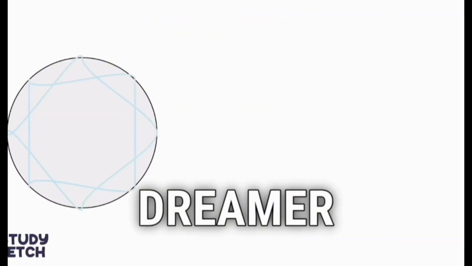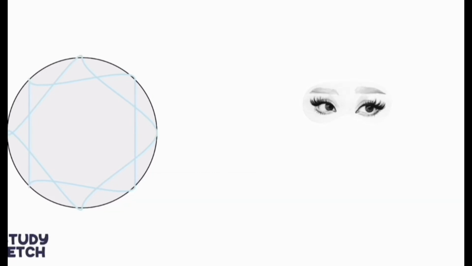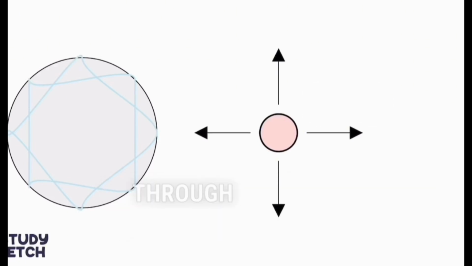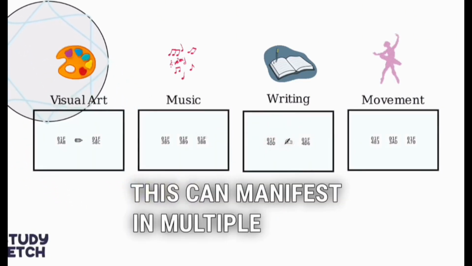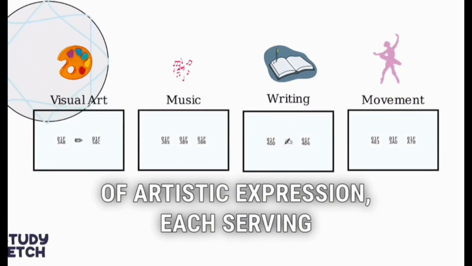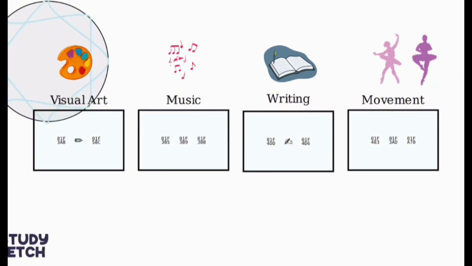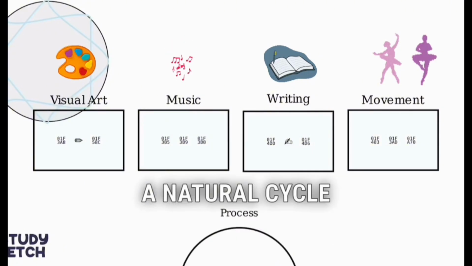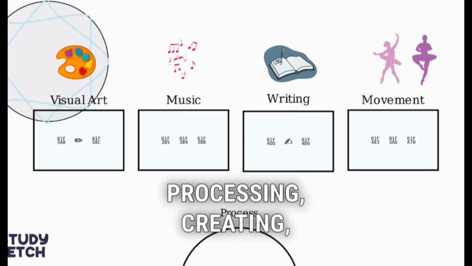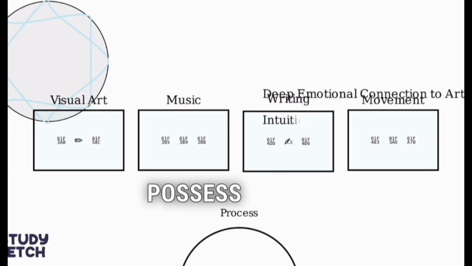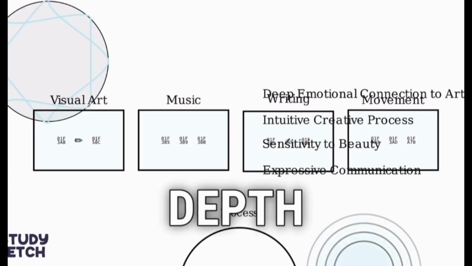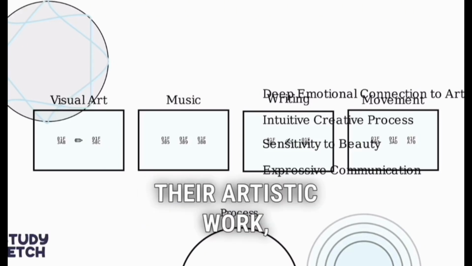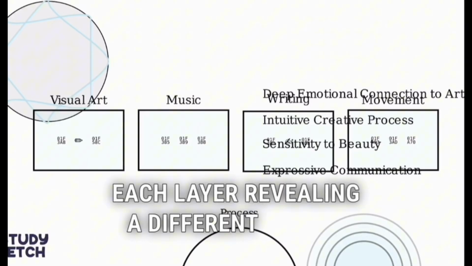The creative dreamer expresses their deep emotional world through various forms of artistic expression. Their brain naturally processes emotions through creative channels, transforming feelings into art. This can manifest in multiple forms of artistic expression, each serving as a unique emotional outlet. Their creative process follows a natural cycle of feeling, processing, creating, and expressing. Creative dreamers possess unique characteristics that enhance their artistic expression. Their emotional depth creates layers of meaning in their artistic work, each layer revealing a different aspect of their inner world.